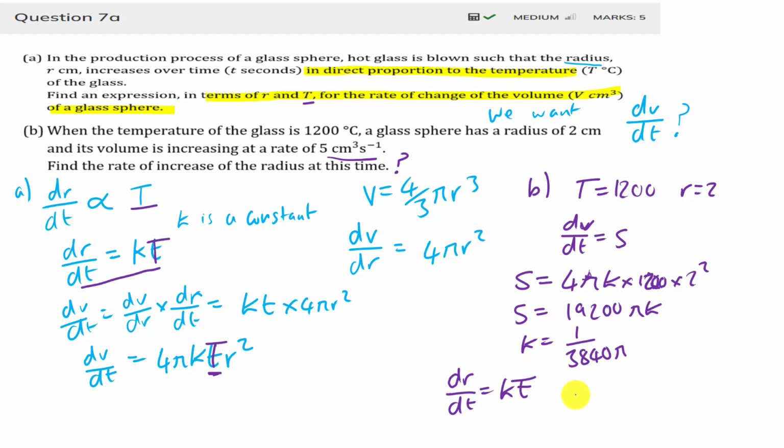So we just use our figures, 1 over 3,840 pi times 1,200, which equals 5 over 16 pi, which is going to equal 0.0995 seconds per second to 3SF. So that you could see is just applying all your skills.